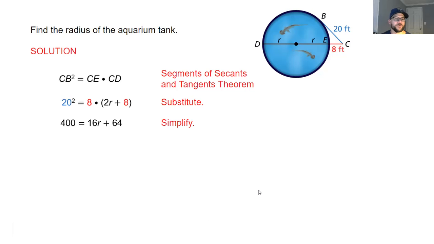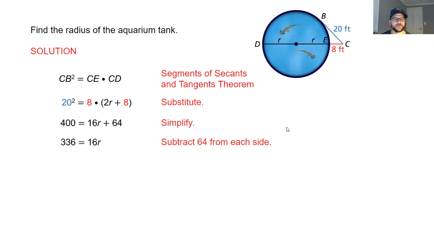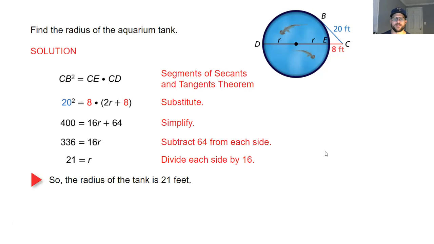20 squared is 400. Then we've got 16R plus 64. Move the 64 over on both sides, 336. And divide by 16 to get 21 as the radius of the aquarium.